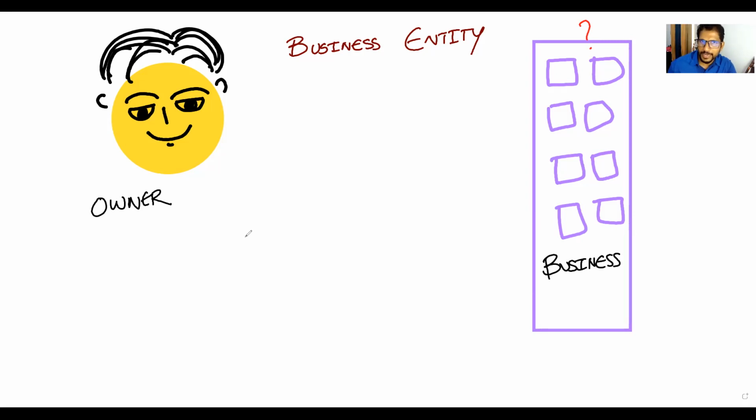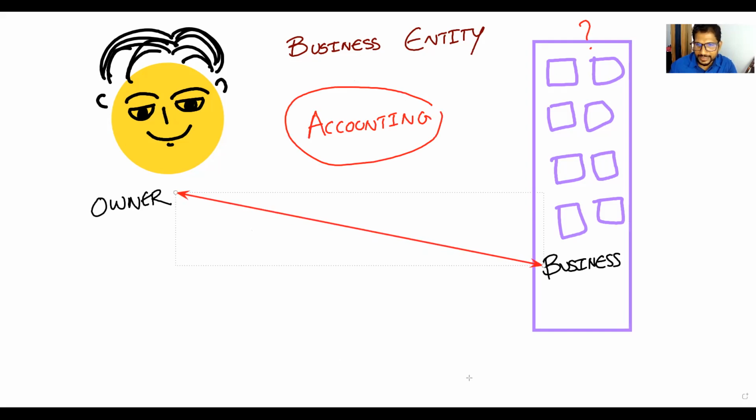Right? But listen, look at this very carefully. For the purpose of accounting, for the purpose of accounting only, okay? According to this concept, business entity, it says the owner and the business are recognized as two separated entities.